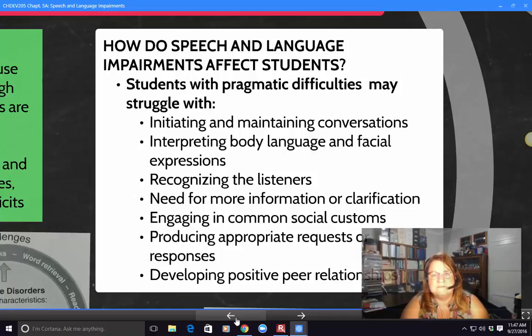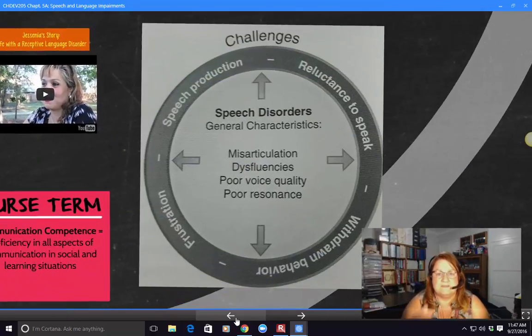Appropriate responses, would you say, like, "Oh, can I sharpen my pencil?" "Yeah, hold on one sec. Let me sharpen my pencil first." "No way. I don't understand. Why are you making me wait?" Pragmatics has a lot to do with just the social rules of waiting and things like that. And peer relationships can be affected as well.